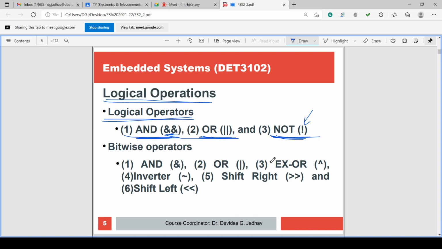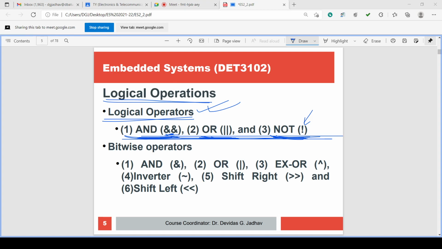We know ANDing, ORing, or NOT inverting. This is for logical operators, and this we can do for a complete register, not a single bit. This is there in the C programming also.